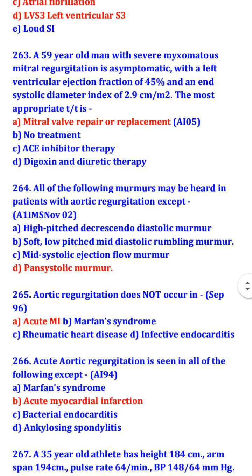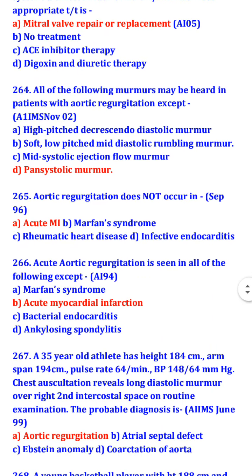All of the following murmurs may be heard in patients with aortic regurgitation except pansystolic murmur. So, which murmurs can be heard in a patient with aortic regurgitation? High-pitched decrescendo diastolic murmur, soft low-pitched mid-diastolic rumbling murmur, mid-systolic ejection flow murmur. Next, aortic regurgitation does not occur in acute myocardial infarction. It can occur in Marfan syndrome, rheumatic heart disease, or infective endocarditis.